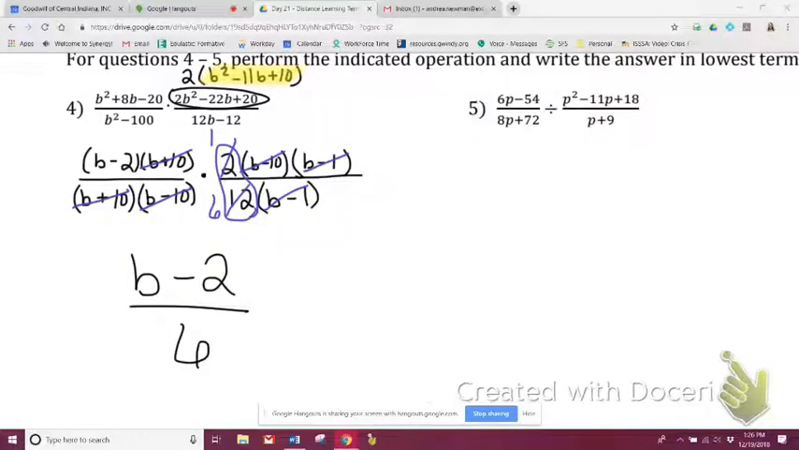Alright, so question number 5, we're going to use a similar process for question number 5. First thing I notice about this problem, though, it's division. So remember, when you have a division problem, keep, change, flip: keep the first fraction the same, change the division to multiplication, and flip the second fraction. So we want to actually solve this problem here.